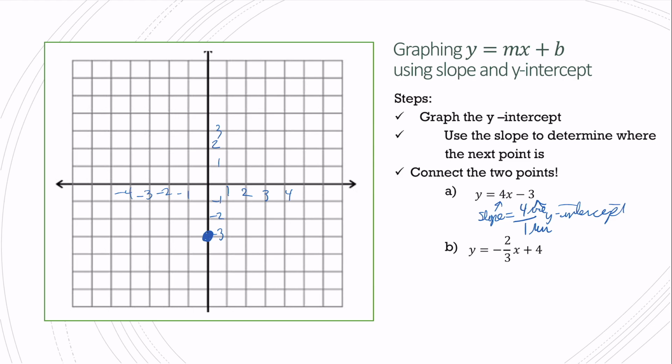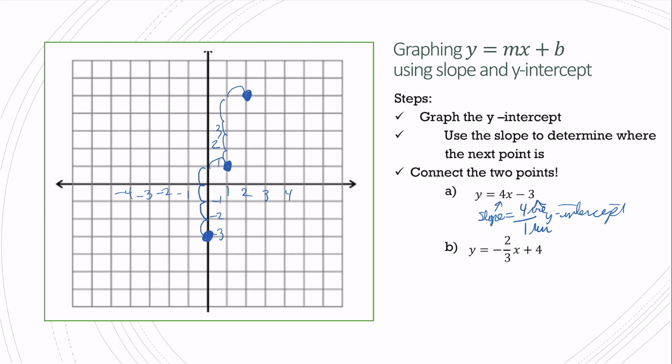Well, our rise is up and down. So I'm going to go up 4: 1, 2, 3, 4, and run over 1. That's going to allow me to find another point on my graph. I can do that as many times as I want. My rise is 4, my run is 1. That's another point on my graph. Again, I only need 2 in order to graph a line.